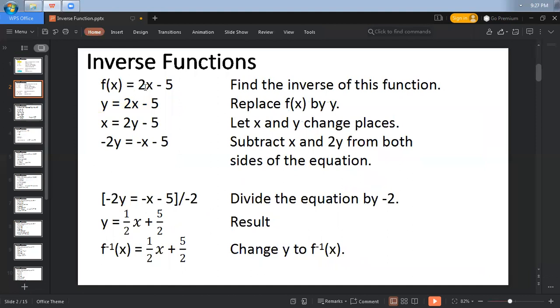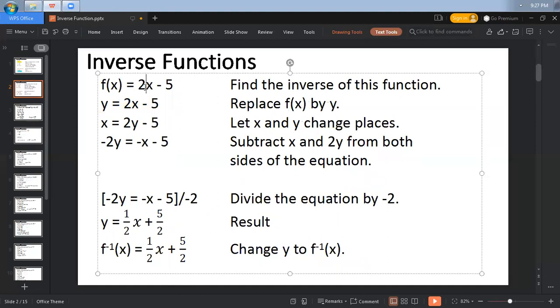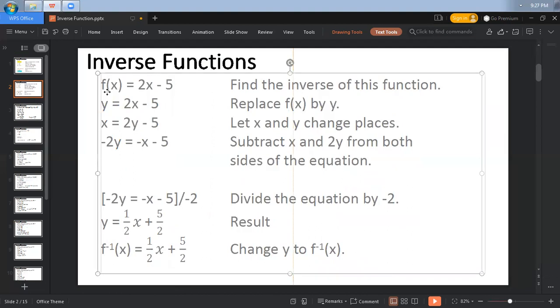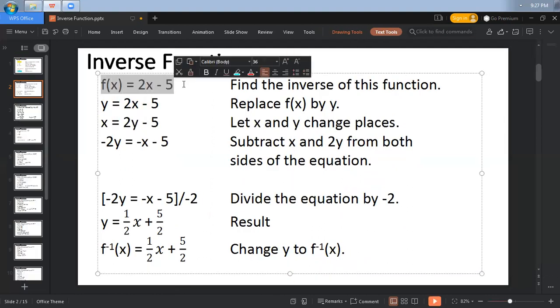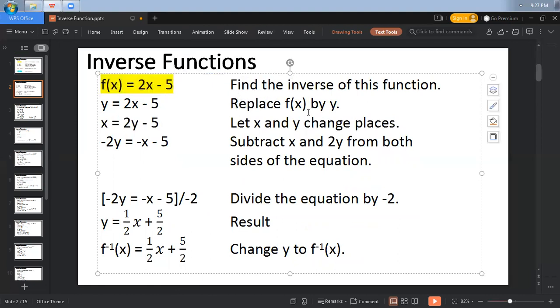Paano kung may katabing number na or may numerical coefficient na yung ating variable na x? So, still ito ay rational or linear function pa rin po. So, find the inverse of this function. Ito yung given natin. So, i-highlight ko lang ng yellow yung given. Okay, so the first step is replace f of x by y.